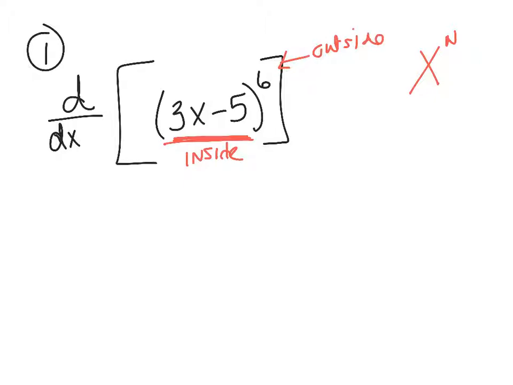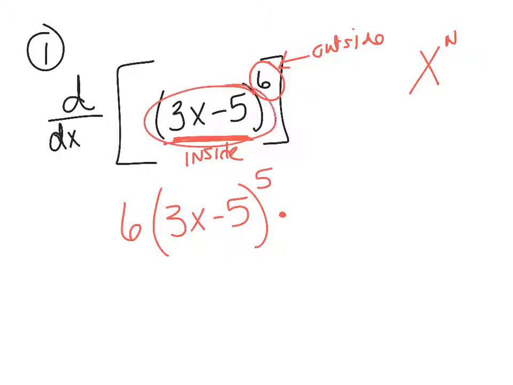Okay, so let's go through the rule. We would take the derivative of the outside. Now the outside is a power, so we're going to treat it like the power rule. We're going to bring the 6 down. We're going to leave the inside, like we just wrote. We're applying the power rule, so that becomes a 5. And now we multiply by the derivative of what your inside was. My inside is 3x minus 5, so its derivative is just 3.